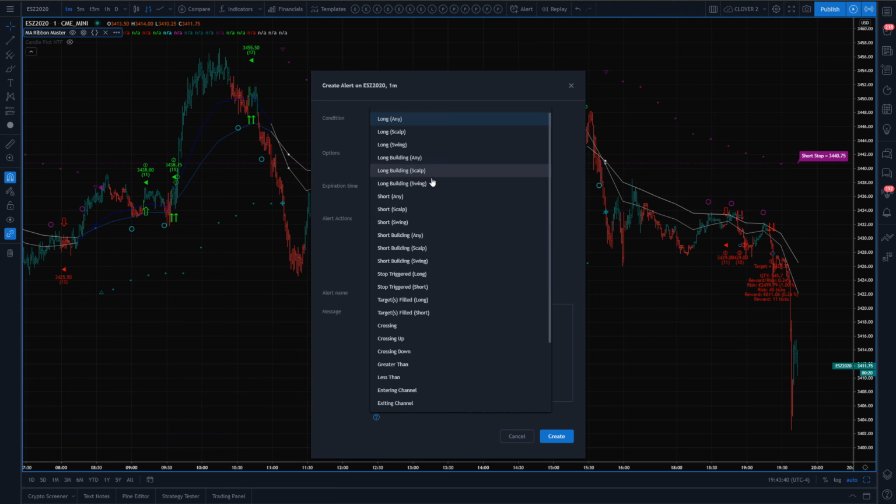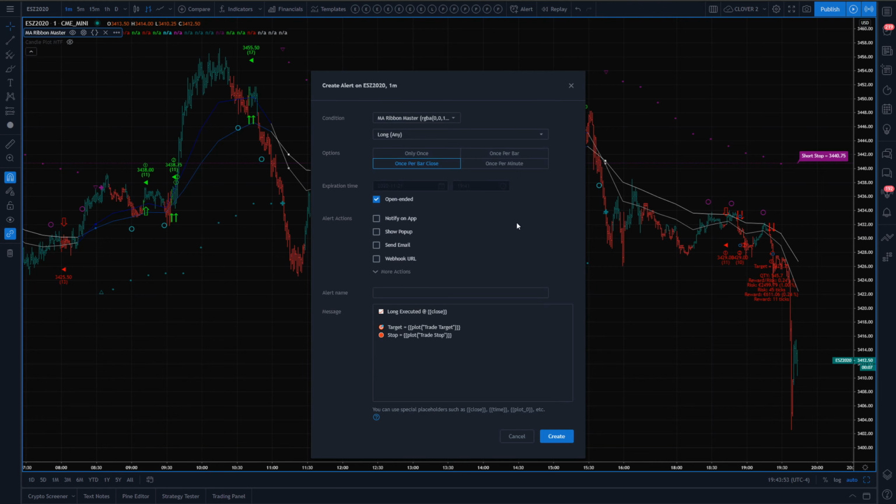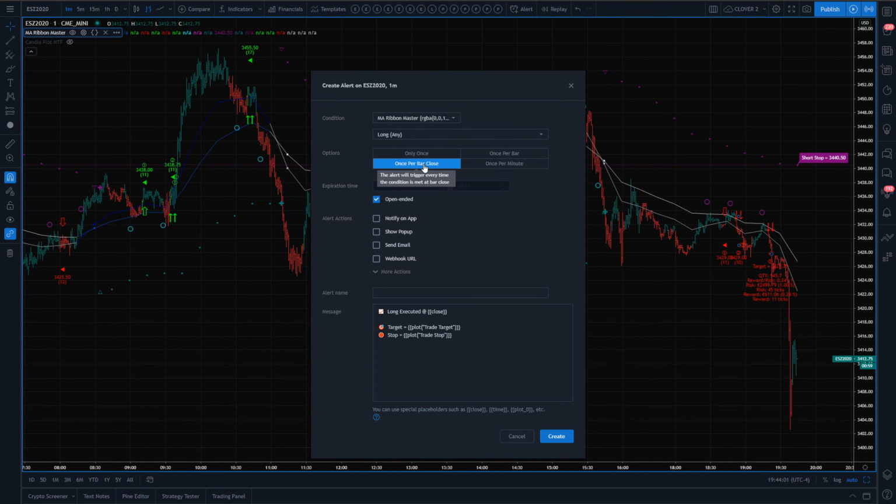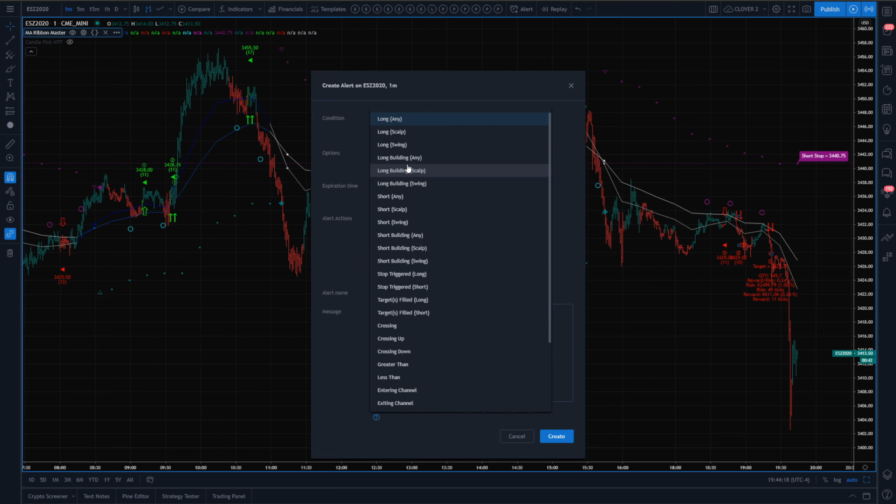Long building any or scalp swing is the same kind of idea. Long building any is for swing or scalp. That's where these little blue, or these little cyan or magenta circles come in. And I also recommend making sure that you do it on once per bar on close so that it is a confirmed, valid long building signal, so that you don't get them over and over again on the way down in a long building trade or on the way up in a short building trade. They're confirmed signals. For either of these types, you have just for the long, not for the building phase.